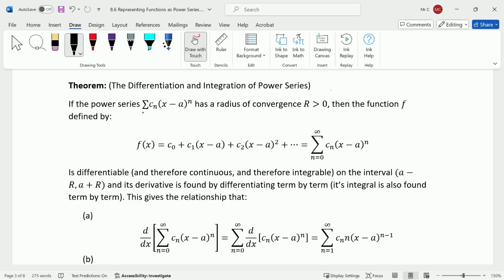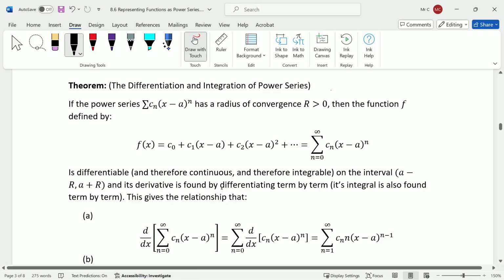If the power series of the form the sum of c sub n times x minus a to the nth power has a radius of convergence equal to r, then the function f defined by f of x equals c naught plus c1 times x minus a plus c2 times x minus a squared plus dot dot dot, which is this power series, is differentiable. And therefore it's continuous and therefore also integrable on the interval from a minus r to a plus r. Its derivative is found by differentiating term by term, and its integral is also found term by term.